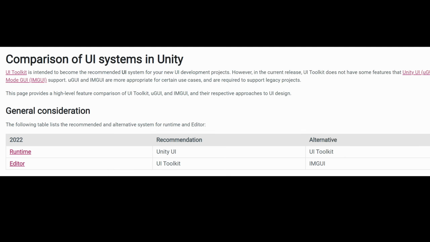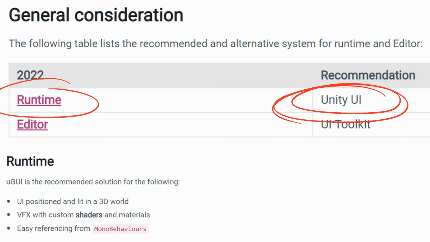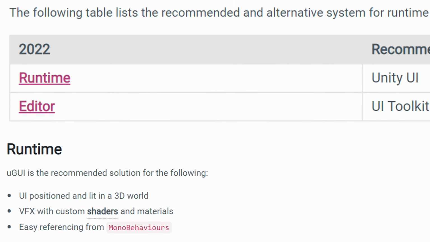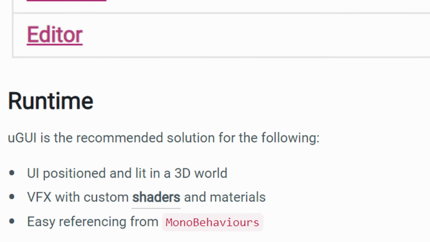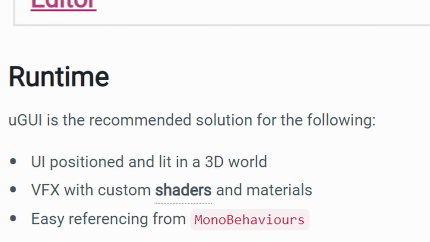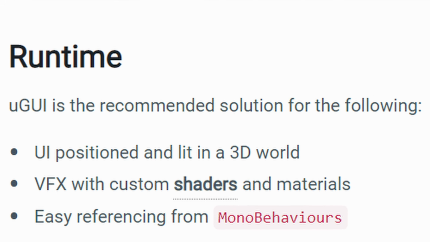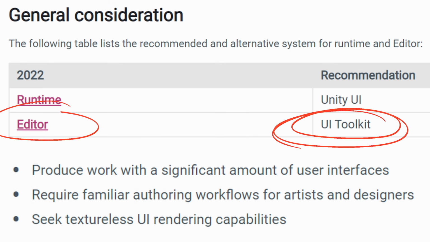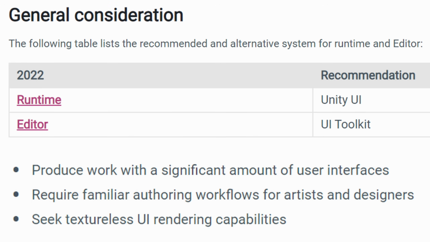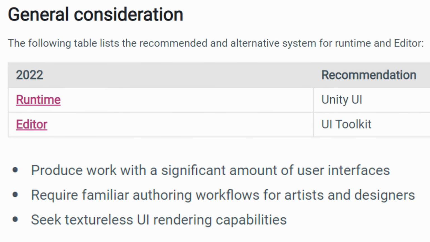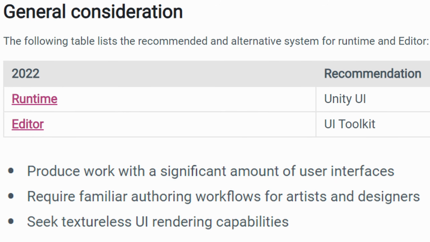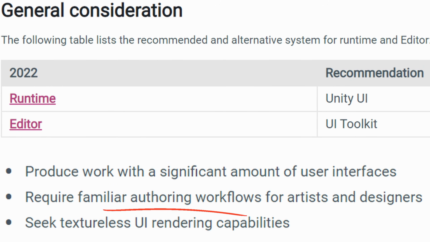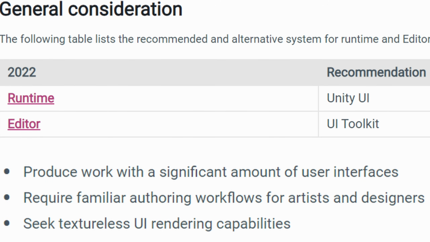Unity recommends Unity UI for runtime, that is games, especially if you need a UI in a 3D world, VFX with custom shaders for your UI, or easy referencing from MonoBehaviours. Unity recommends the UI toolkit for editor extensions, but it can also be used in runtime, especially in some cases, and that is if you need to produce a significant number of user interfaces, or if you require familiar workflows for artists and designers, and if you seek textureless UI rendering capabilities.